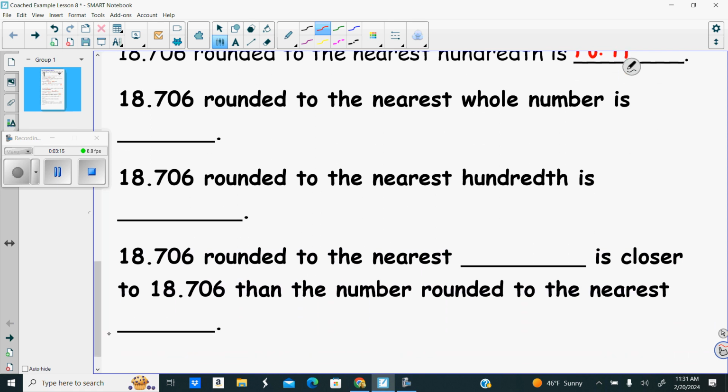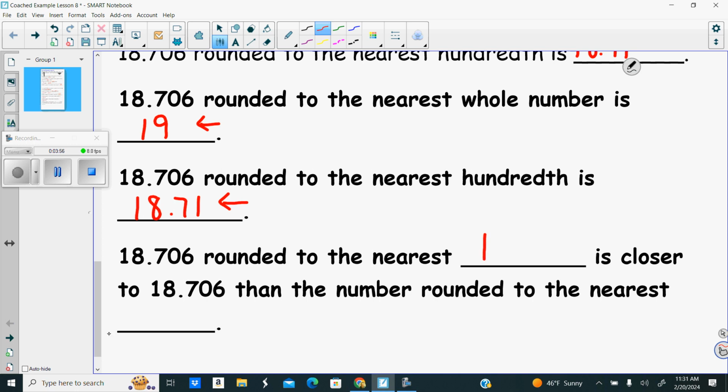So now if we put our answers here for those particular place values, we can compare them. It says 18 and 706 thousandths rounded to the nearest blank is closer to 18 and 706 thousandths than the number rounded to the nearest blank. The smaller the place value that you round to, the closer the resulting number will be to the original number you start with. In this particular number, we rounded to the hundredths place, which is smaller than the ones place.